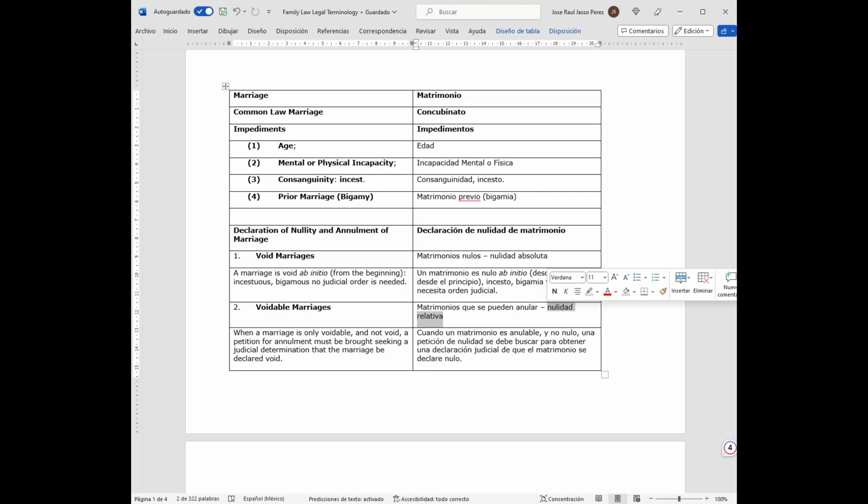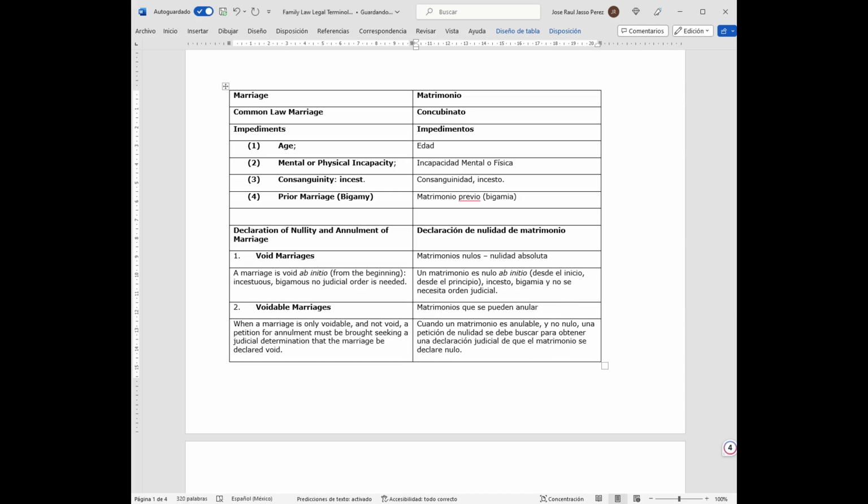But I repeat, I don't think for purposes of translation or getting yourself understood in Spanish before a potential client or a client, going that far is necessary. So I would just leave that as I said before, matrimonios nulos. Those would be void marriages, or matrimonios que se pueden anular for voidable marriages. Okay?